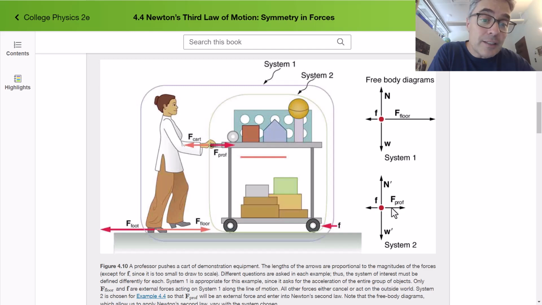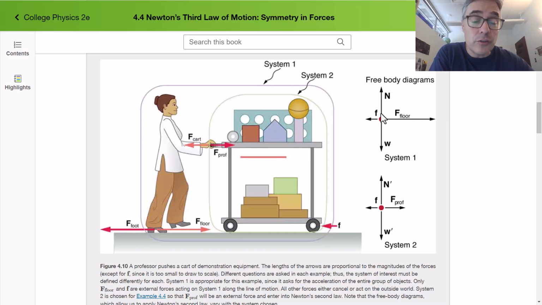And the idea here is that the force that the professor pushes on the cart is greater than the friction, and so there's an acceleration of the cart. Well, then if you look at the system as being both the professor and the cart, these two forces that are equal and opposite are not external forces, they're internal, so they can't accelerate that system. So you don't draw them on the free body diagram.